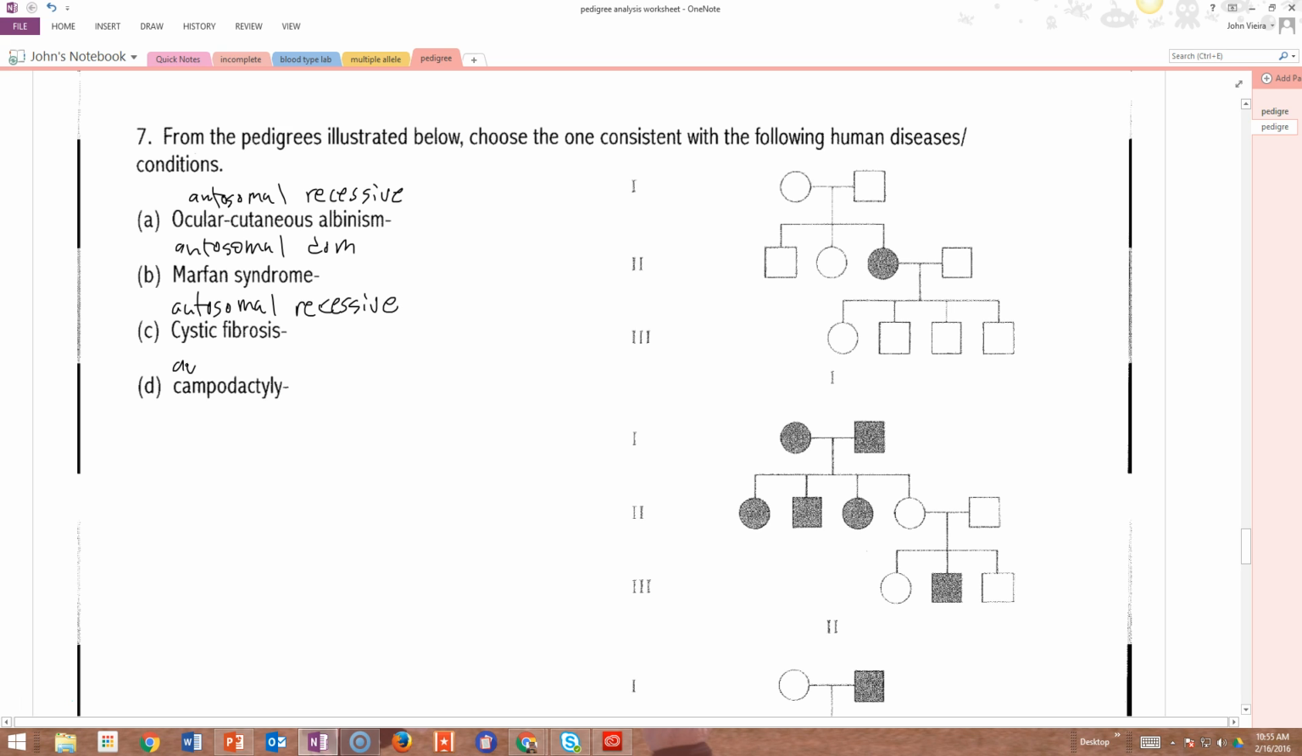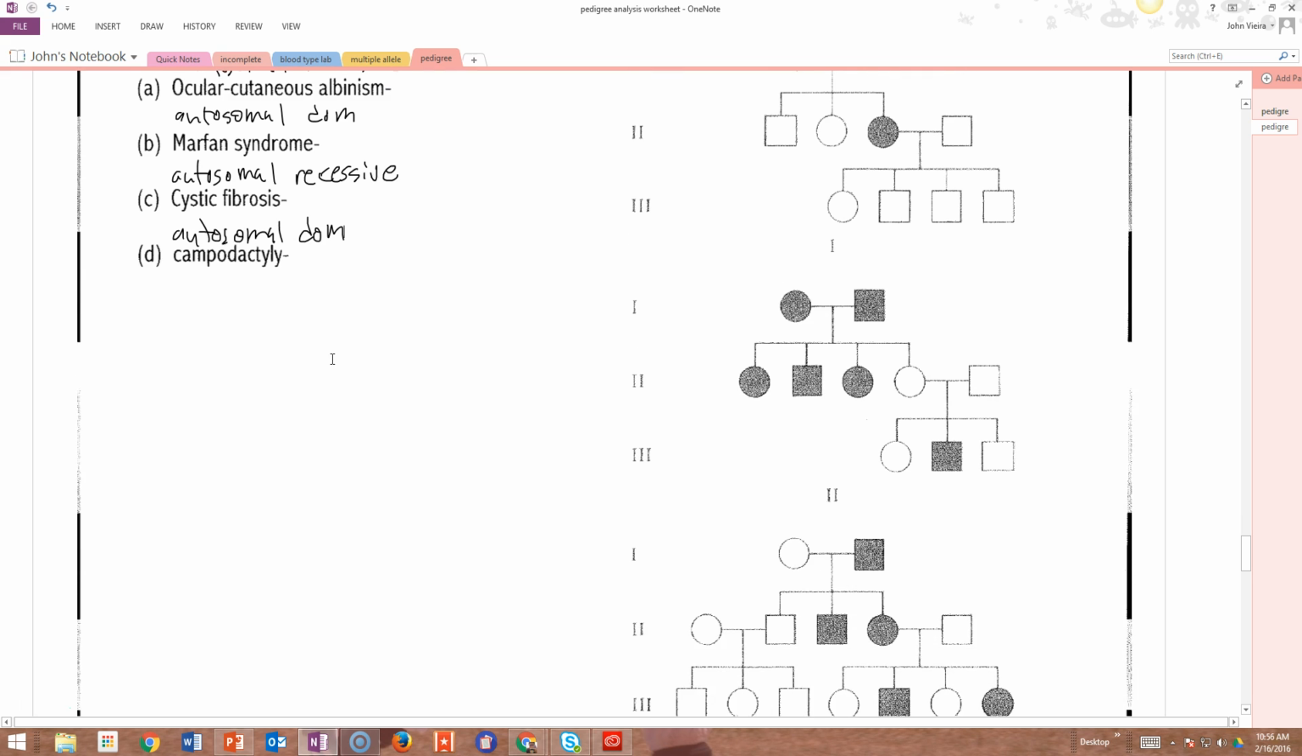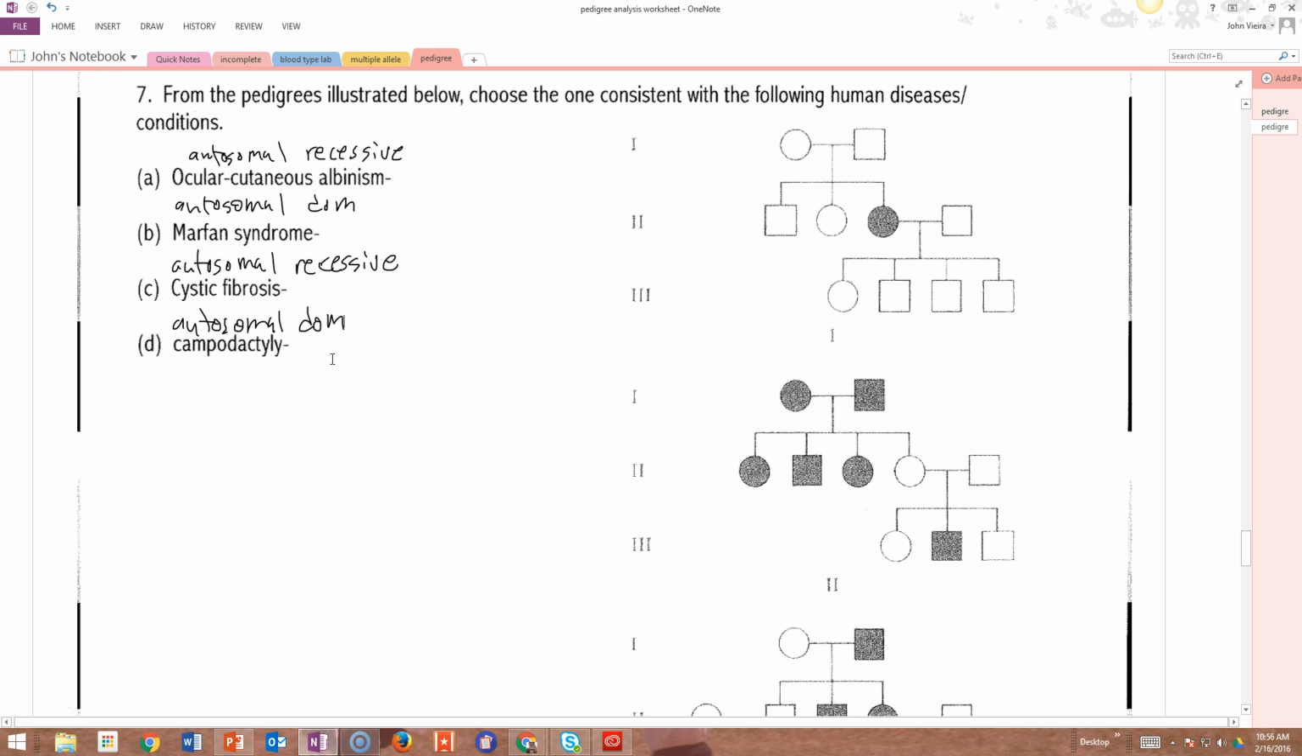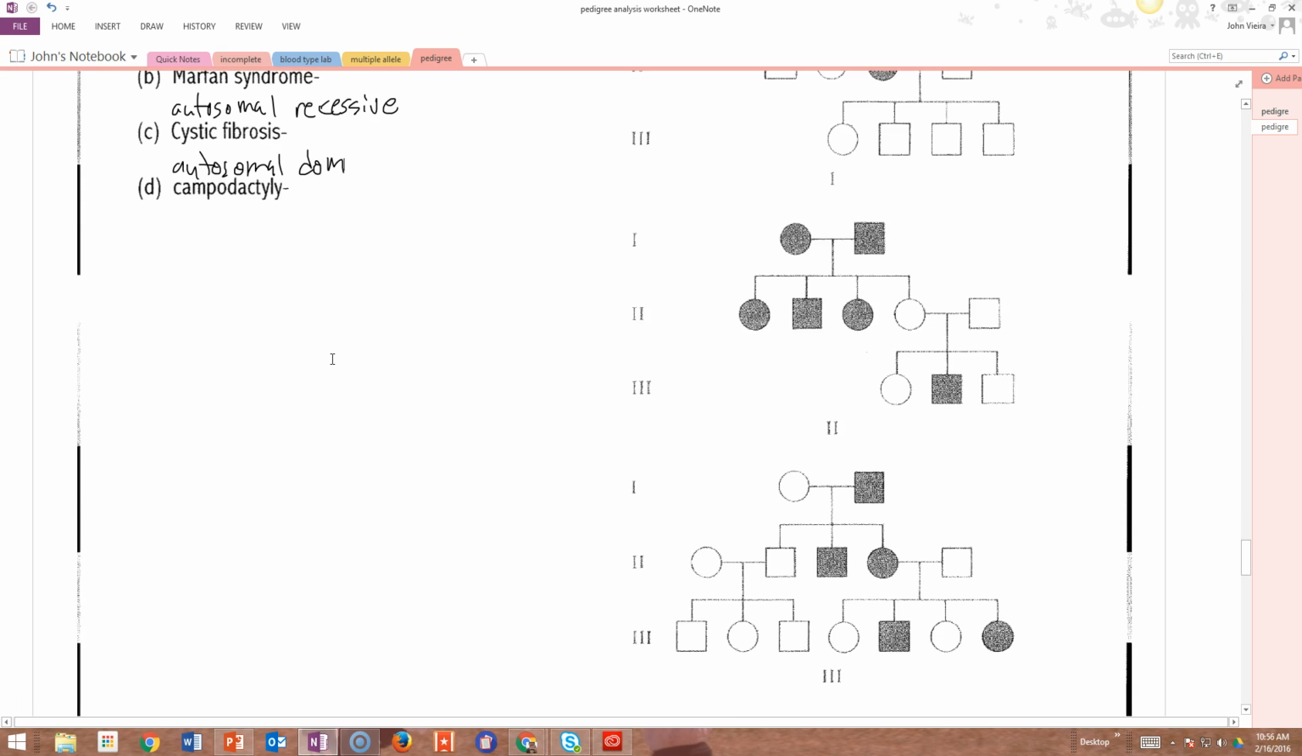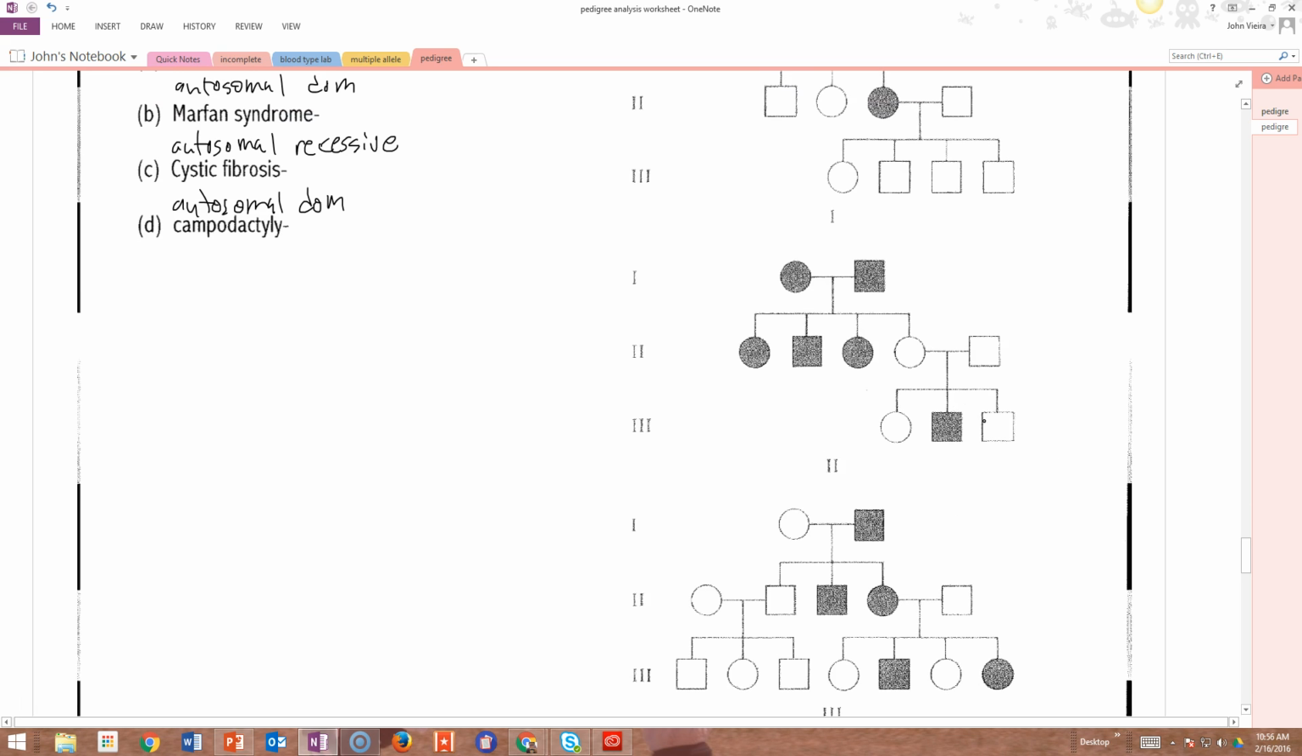And this was autosomal dominant. Okay, so let's look at these three pedigrees and figure out what's what. First of all, one of these pedigrees makes no sense at all whatsoever, and you have to rule it out. And it's this second one right here.